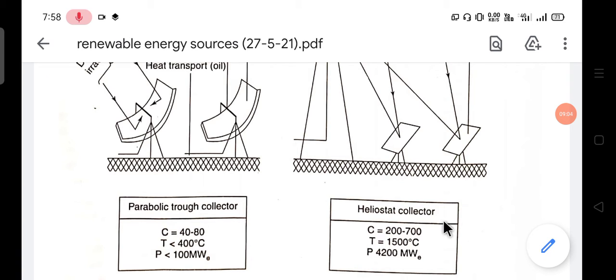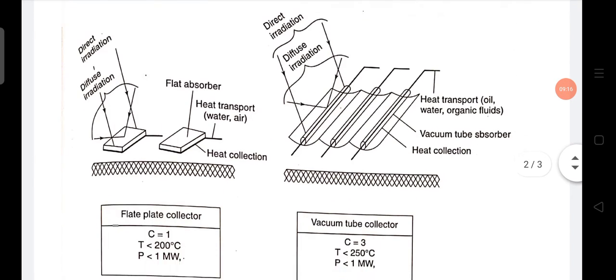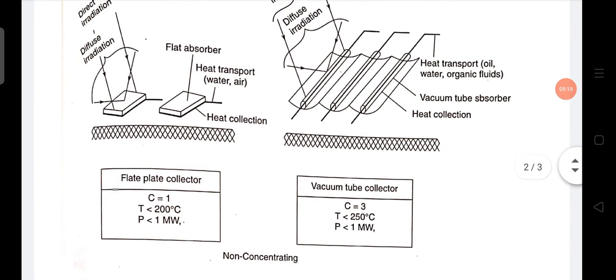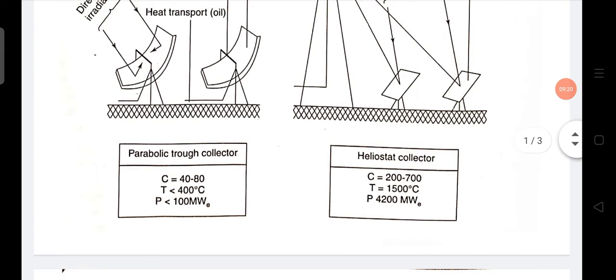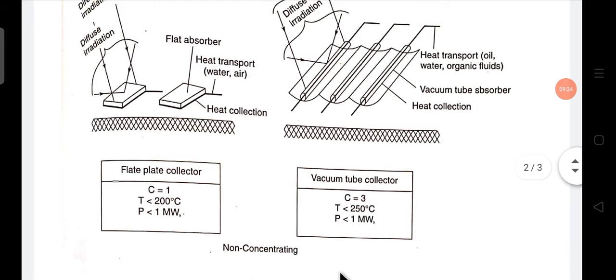And the heliostat collector temperature is raised to 1500 degrees Celsius, and the power is 4200 megawatt, okay. And next, this is concentrating, okay. This is non-concentrating, okay. This is also non-concentrating.